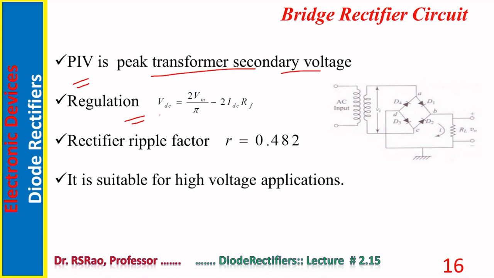Regulation can be found from this relation: VDC equals 2 Vm by pi minus 2 IDC Rf. This relation is useful to find regulation, and it gives a lot of information regarding regulation. Rectifier ripple factor is 0.482, so the AC component in the circuit is low. It is suitable for high voltage applications.